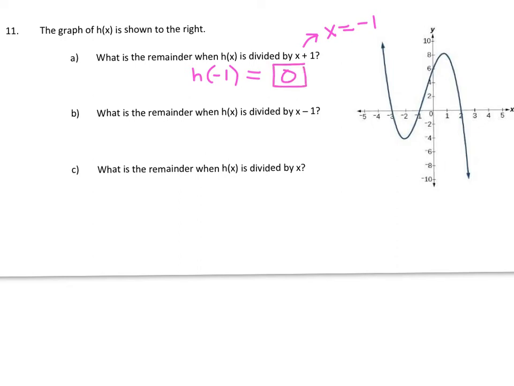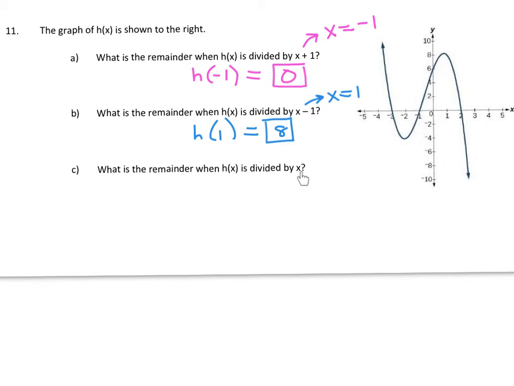Okay, so the next one, what is the remainder when h of x is divided by x minus 1? If we're dividing by x minus 1, we want to know the value of the function when x equals positive 1. So we're finding h of positive 1. When x equals positive 1, what is the y value of the function? Well, it's all the way up here at positive 8. So all you're really doing is looking for the y value when x equals the opposite sign of what's given to you.